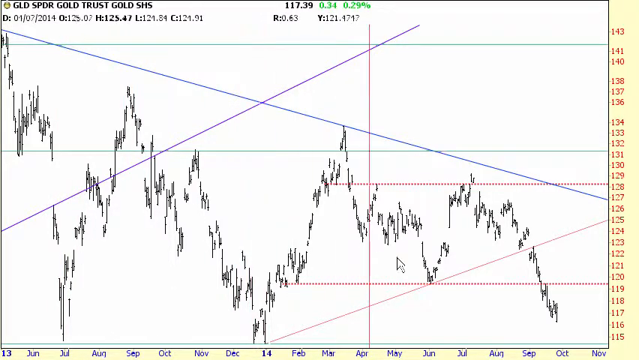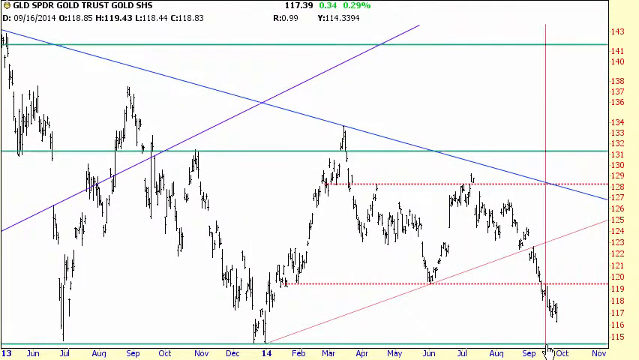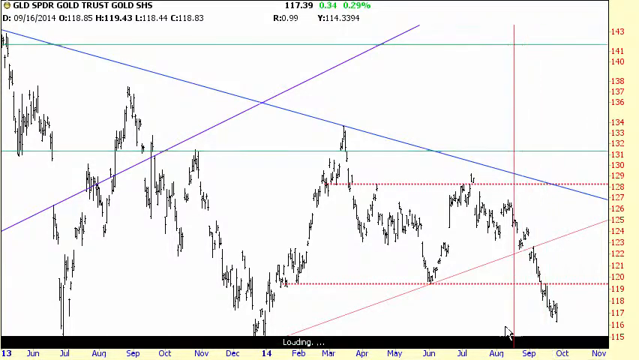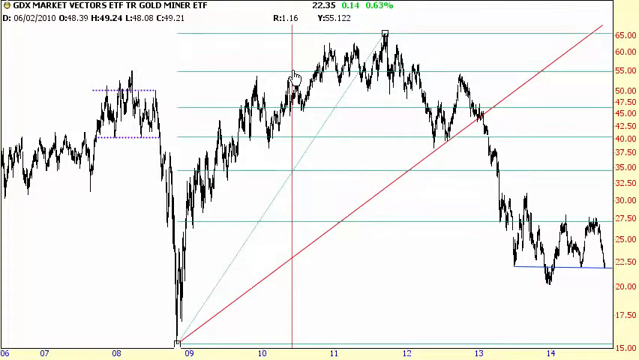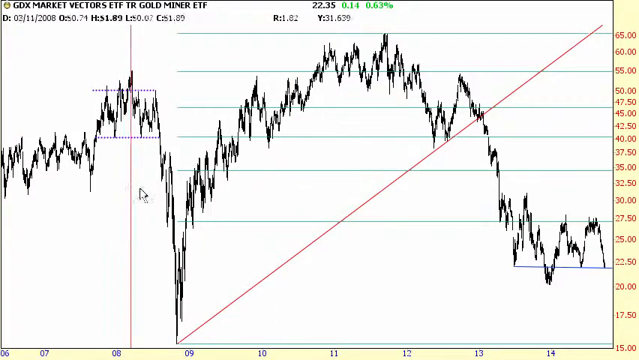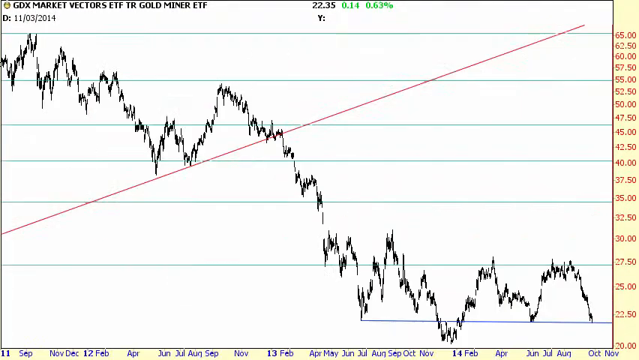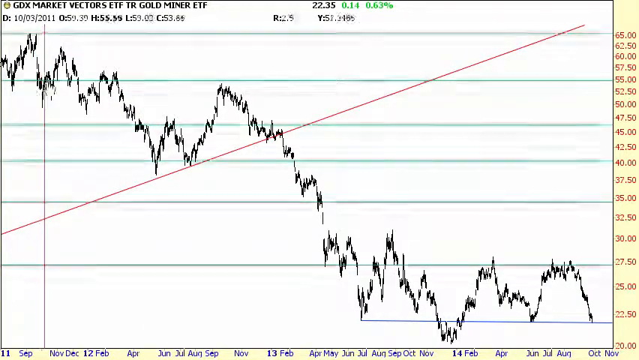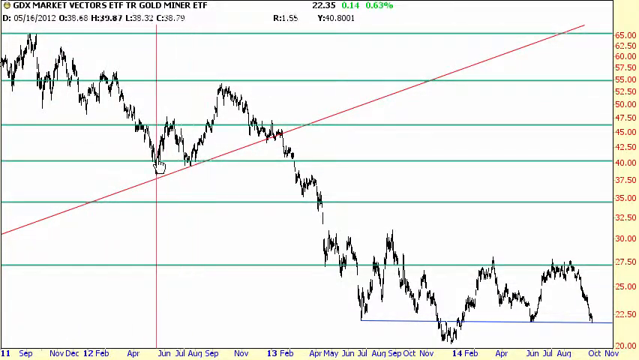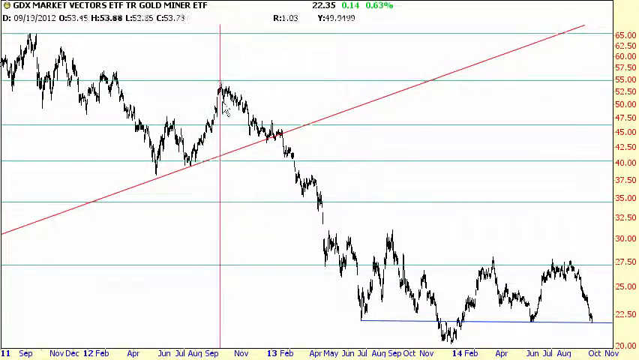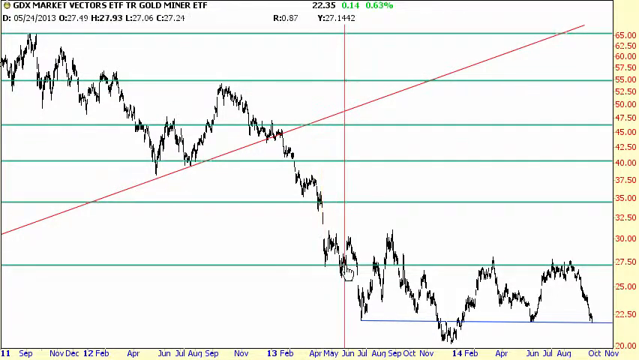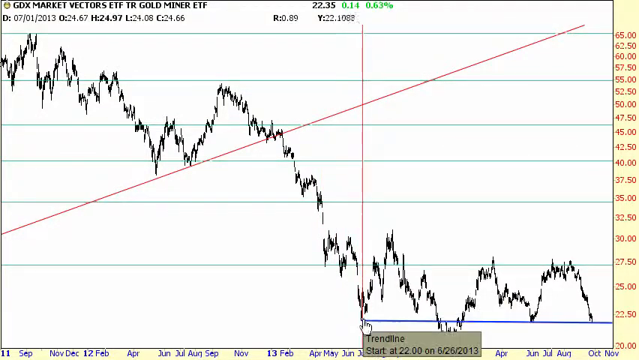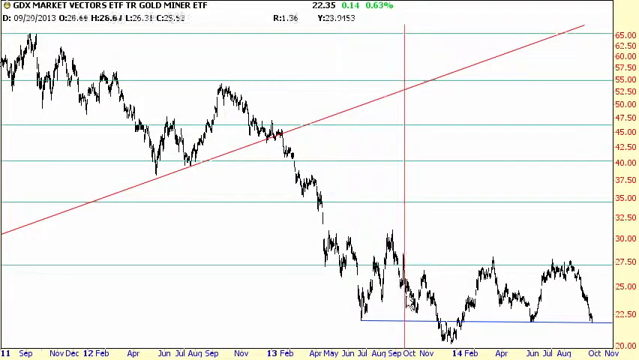Should that support be broken, as it was with the silver example, then there's a vulnerability to much deeper drops to the next level down. Here are the miners, precious metals miners, and here's another good example of a very Fibonacci-friendly chart. You can see plenty of levels of price turnarounds during certain lines, these areas of either support or resistance depending on the price relative to the position of the line.